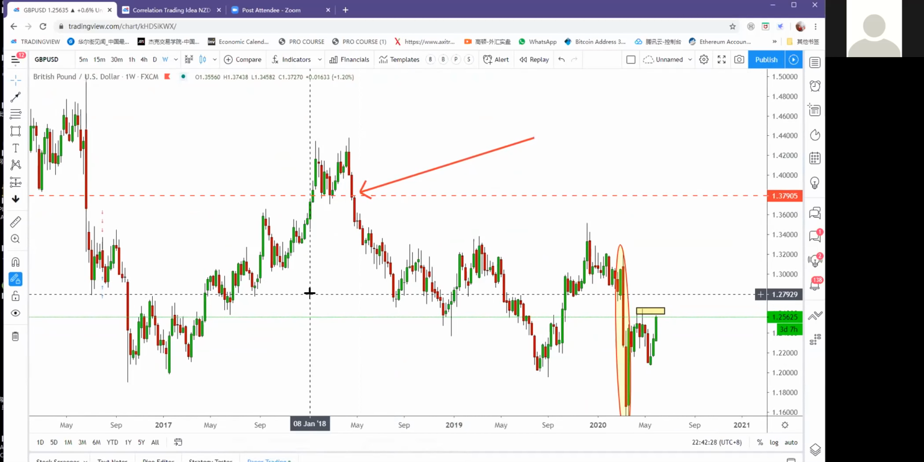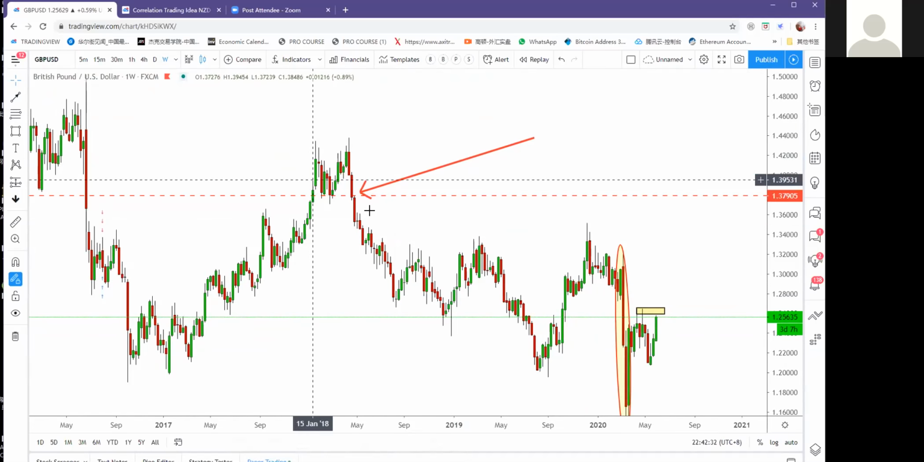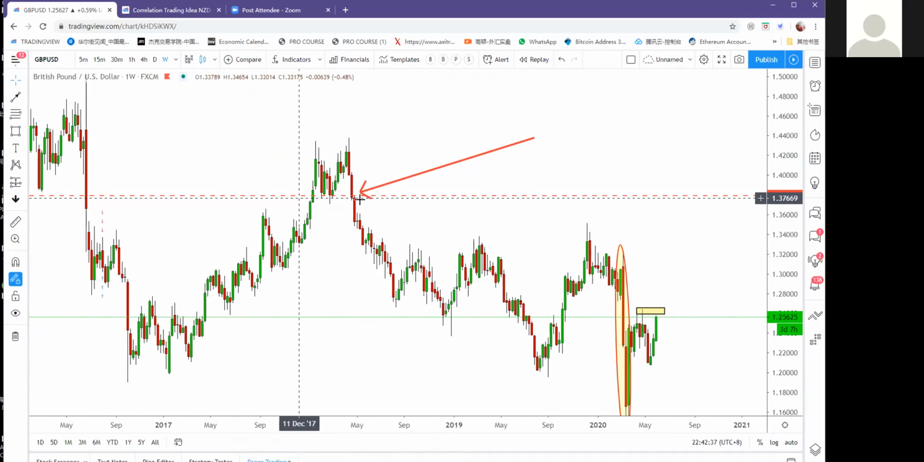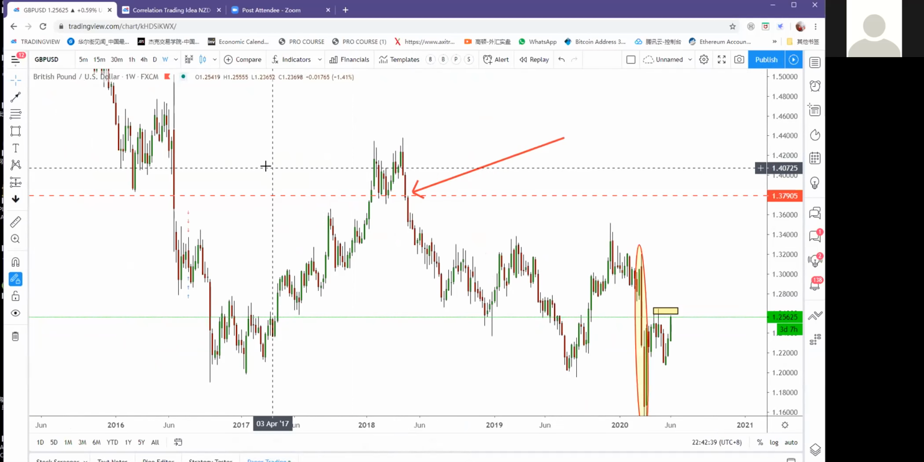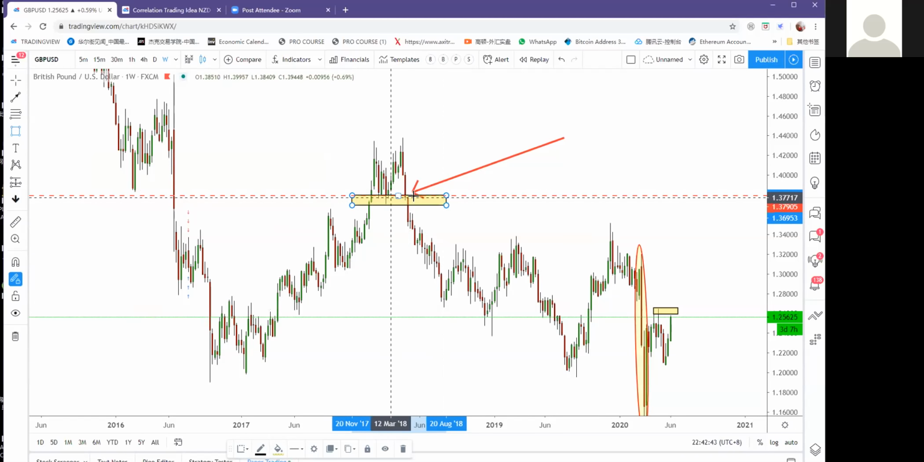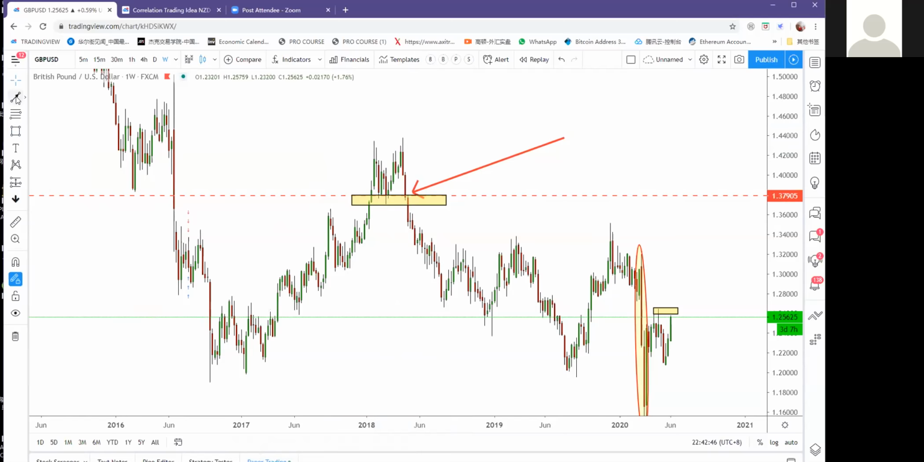What's this level? Anyone? Trying to follow my thought. What is the pattern here? Yes, it is the neckline of the last time's double top. So this is a true double top.